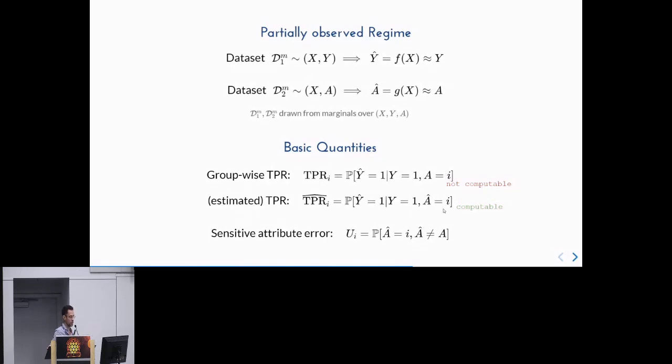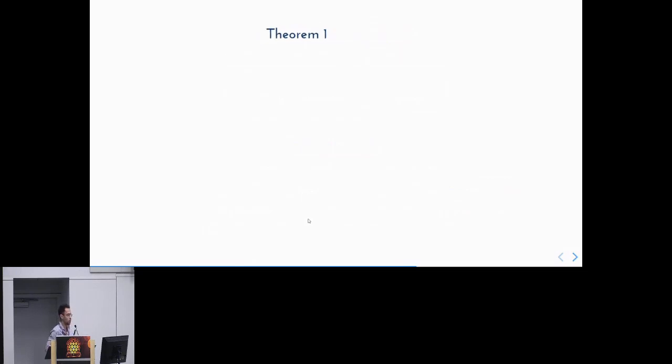However, we can compute this estimated TPR where we simply impute the sensitive attribute that we predict instead of the ground truth. And of course, we're not assuming that this sensitive attribute predictor is perfect. There will be an error here. And so the question is, how can we use these estimated TPRs to precisely control the difference in the true TPRs? So that's what I'm going to show you.